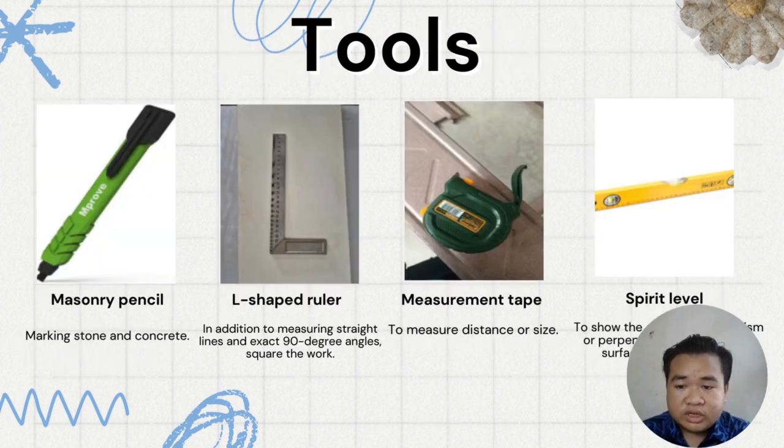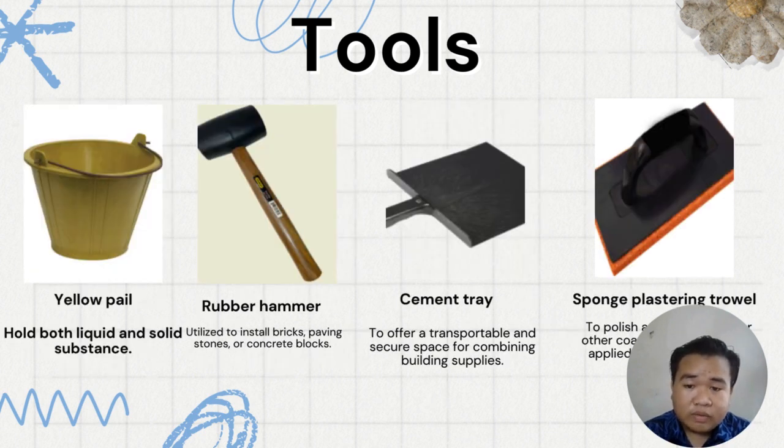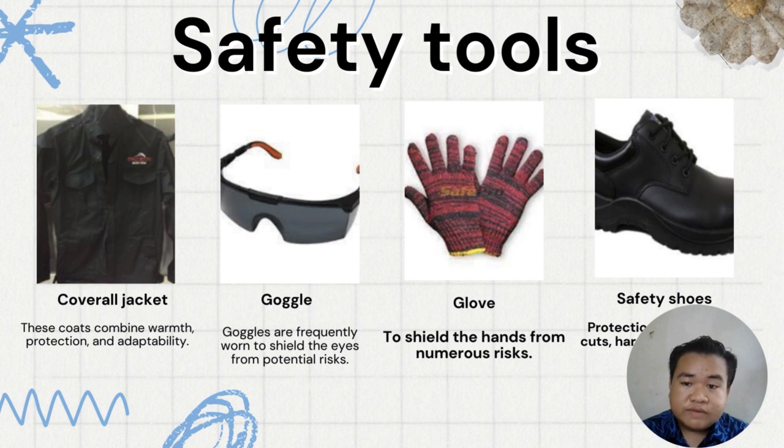The tools that are needed are a masonry pencil, L-shaped ruler, measuring tape, and a spirit level. A line marking set, notch trowel, masonry trowel, and a masonry saw. A yellow pail, rubber hammer, cement tray, and sponge plaster trowel. The safety tools needed to do this are coverall jacket, safety goggles, gloves, and safety shoes.